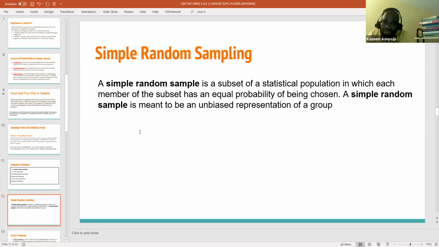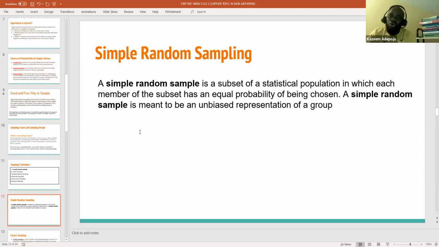And when we do that, that sample is going to be an unbiased representation of that population. What we actually want, if it is unbiased, means we have eliminated bias, because bias is not good. And I'm going to give you an example of simple random sampling right now. They use this in a lottery.